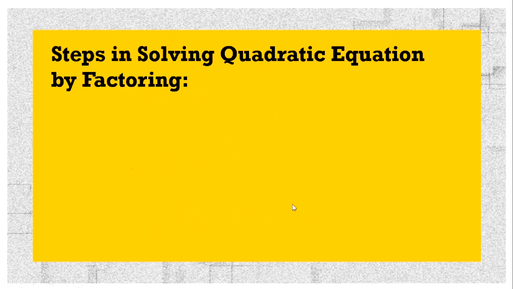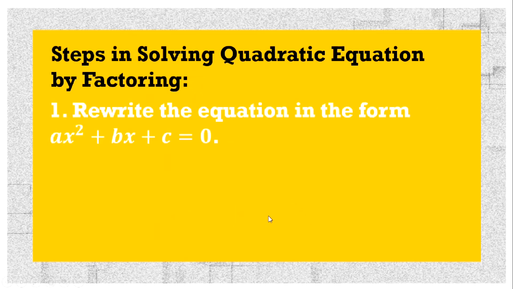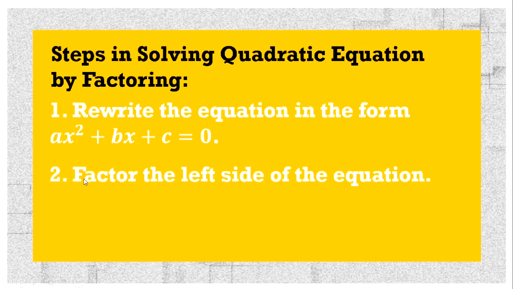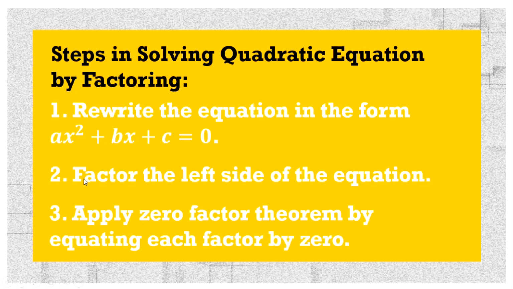Okay, so steps in solving a quadratic equation by factoring. First step is to rewrite the equation in the form ax squared plus bx plus c equals 0, which is our standard form. Next is to factor the left side of the equation. And the third one, apply the zero-factor theorem by equating each factor to 0.